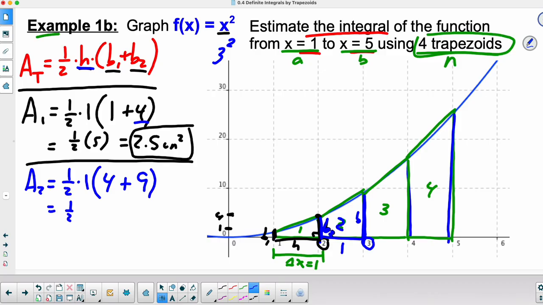Do some fast math here. I'm going to have 1/2, again, times 1, which is just 1/2, times 13. What's half of 13? Most days, and even today, on this Friday, we're going to get 6.5.